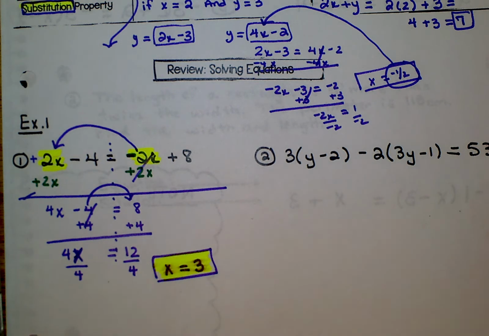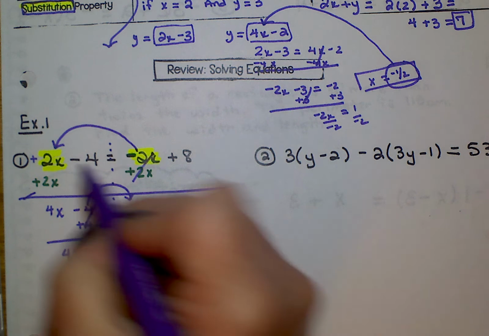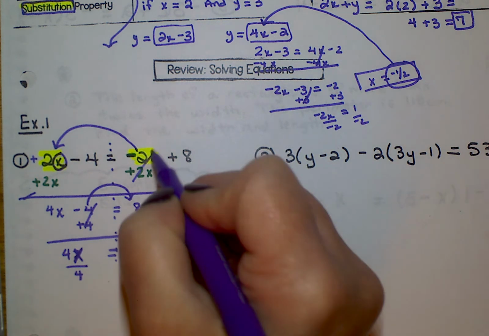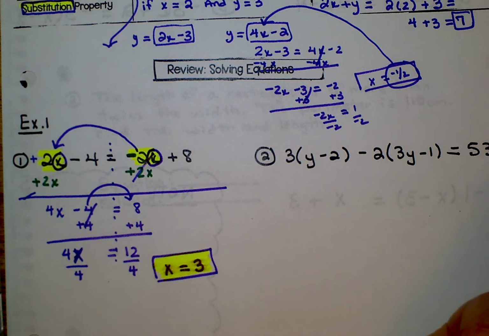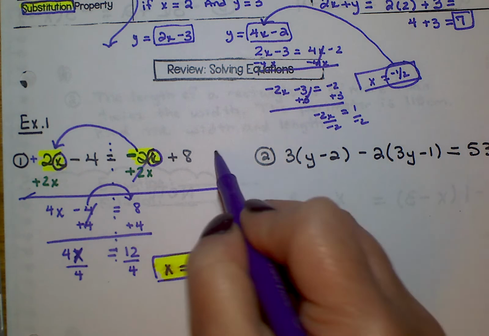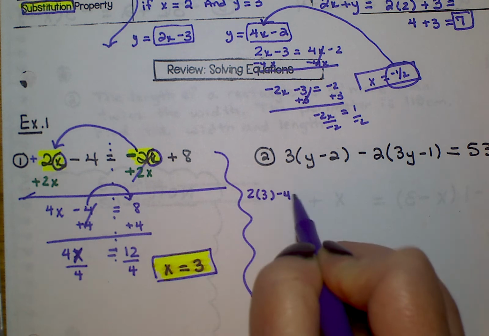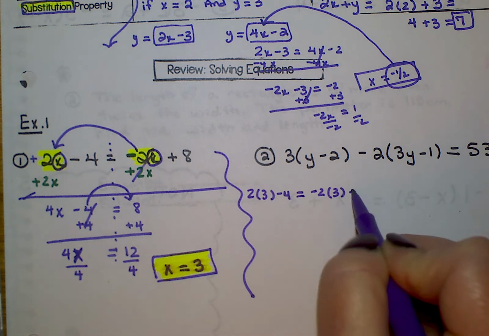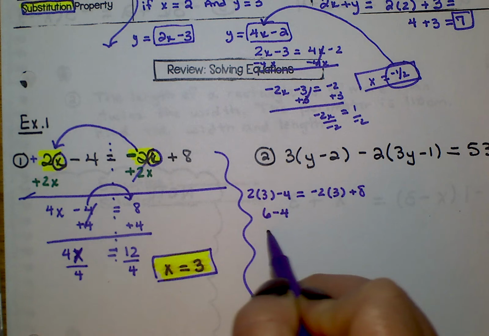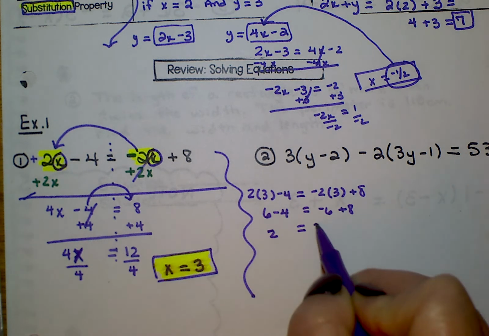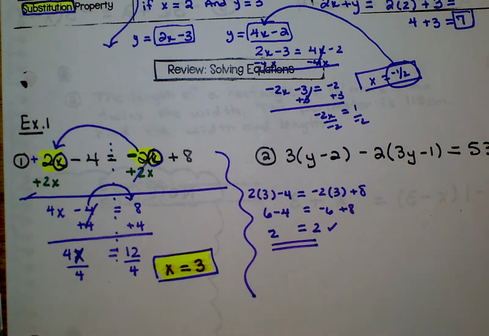Now, when you are checking this, you would use the substitution property, and you would plug the 3 in for the x and get a number on that side. You would plug the 3 in for that x and get a number on that side. And you should get the reflexive property out if those two things are identical. So if I did 2 times 3 minus 4 and negative 2 times 3 plus 8, that would be 6 minus 4, which is 2. Negative 6 plus 8 would be 2. Notice they're identical, so that gives me my reflexive, which tells me 3 would be my correct answer.